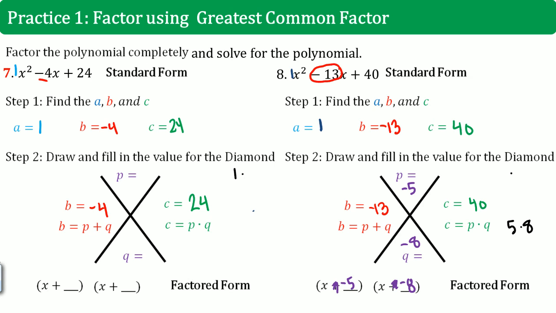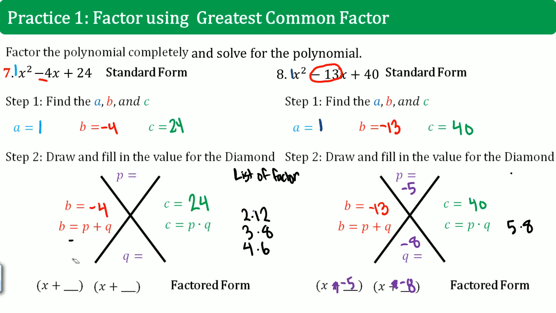Let's list out our possibilities, and here you can use your calculator. This is my list of factors. We have 1 times 24, 2 times 12, 3 times 8, and 4 times 6. So let's try it. I can try 1 and 24. Can I add them in any way to make negative 4? No. So that's not possible.